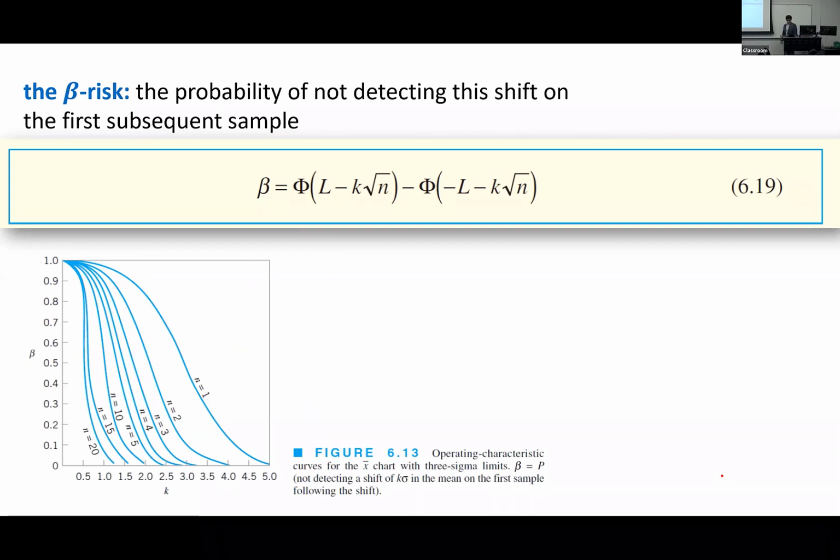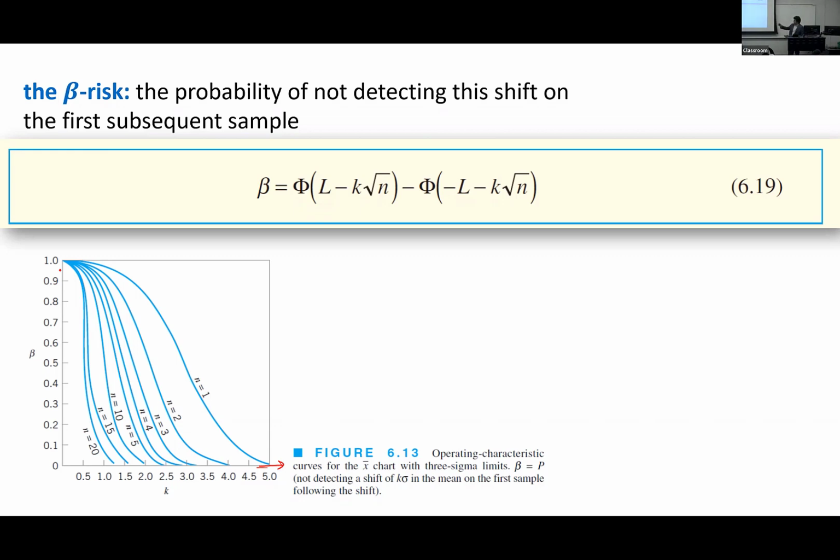Now let's look at this. This is basically the main thing we wanted to look at: OC curves, operating characteristic curves. It shows you on the x-axis K. What is K? How much the mean is going to shift, how much larger the diameter of the rings are going to get. And the y-axis is beta. You know what beta is? Probability of not detecting, or the probability that the sample average falls within limits.